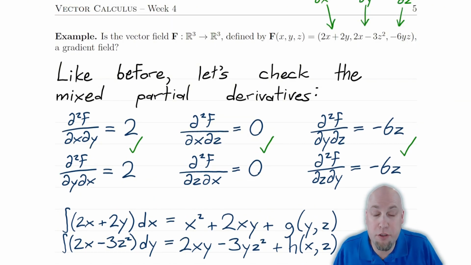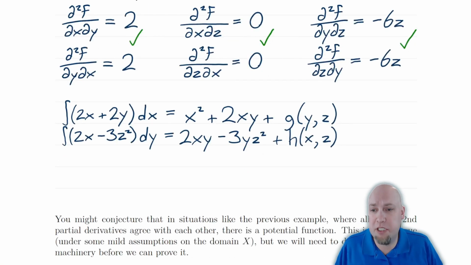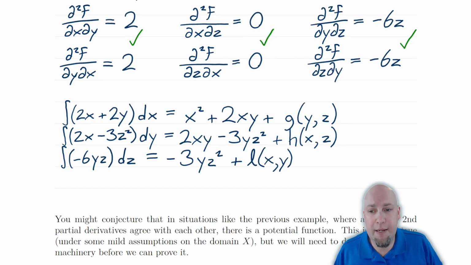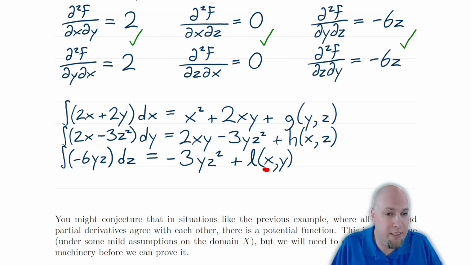That's the z partial derivative of some potential function. I'm just going to integrate with respect to z. And what happens then is this z becomes a z squared over 2, so I get negative 3yz squared. And then again, plus some constant function, constant as far as z is concerned, so it's allowed to depend on x and y. And again, it's just a different constant function than in the previous two lines.